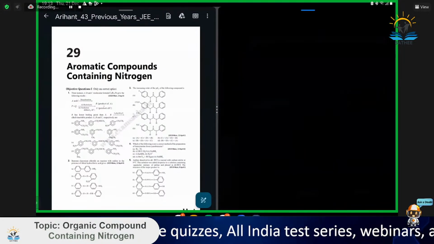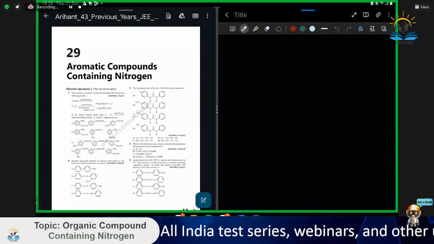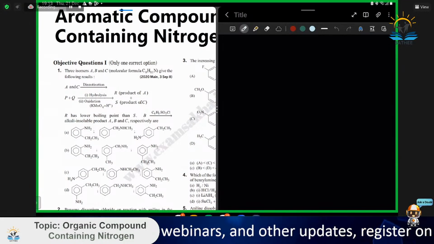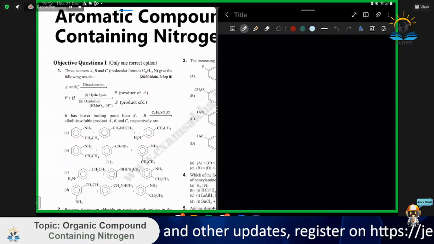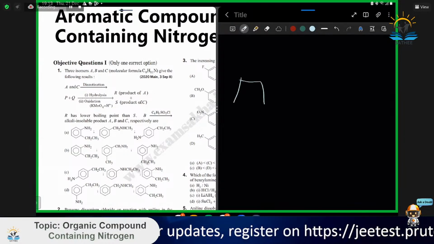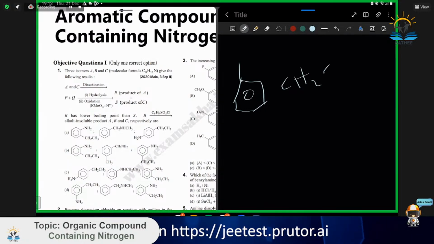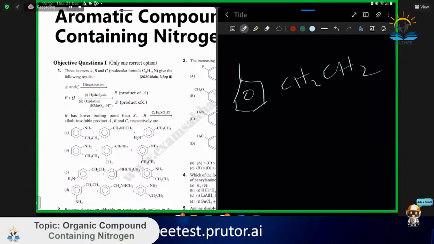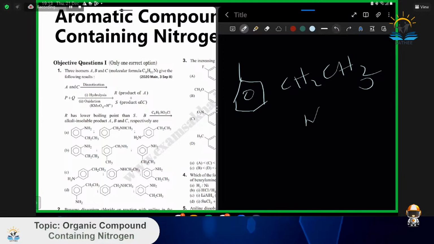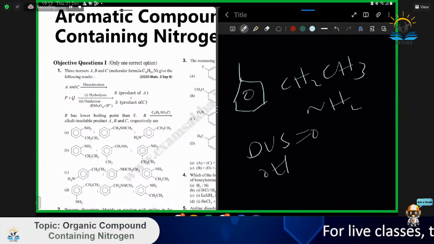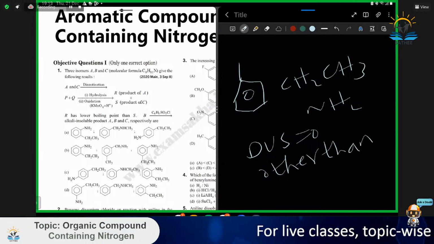So a couple of questions. Three isomers give the following results. Molecular formula is C8H11N, so maybe one benzene ring, one CH2, CH2, and nitrogen. So no unsaturation other than benzene, DU equal to 0.